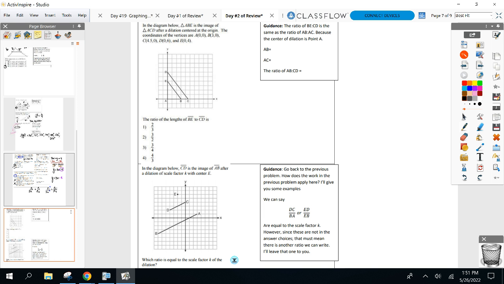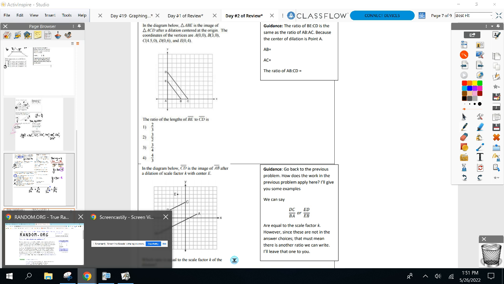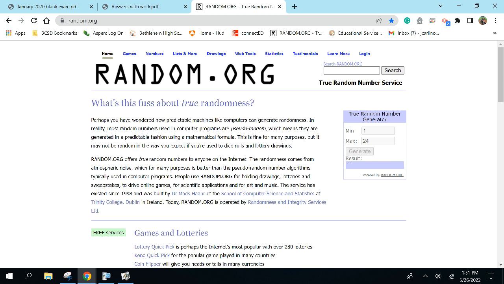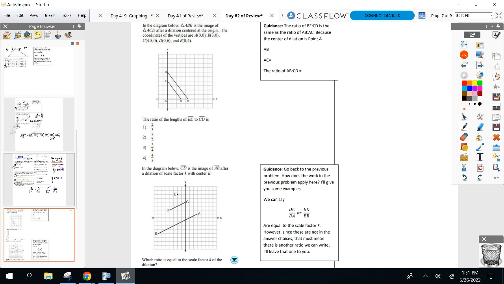ABE is the image of ACD. So everyone see, ACD was my original, ABE is my image, my new one. All right, can we stop right here? Am I getting bigger or smaller? Smaller. Can you eliminate 2 choices right off the bat? Just because the triangle got smaller, the scale factor can't be bigger than 1, right? So it's either going to be 2 over 3 or 3 over 4.